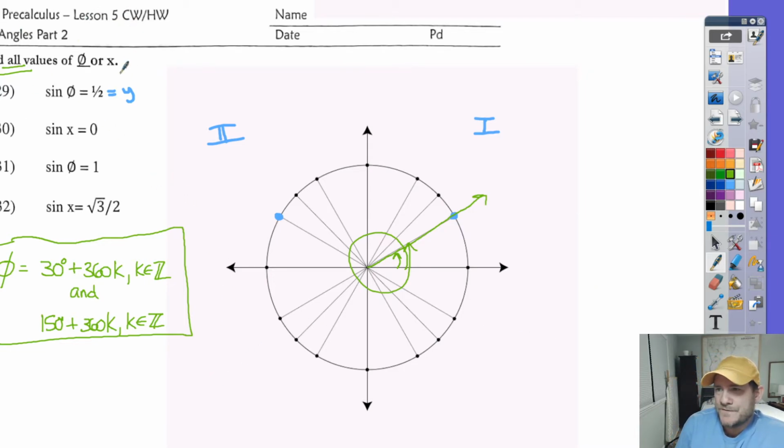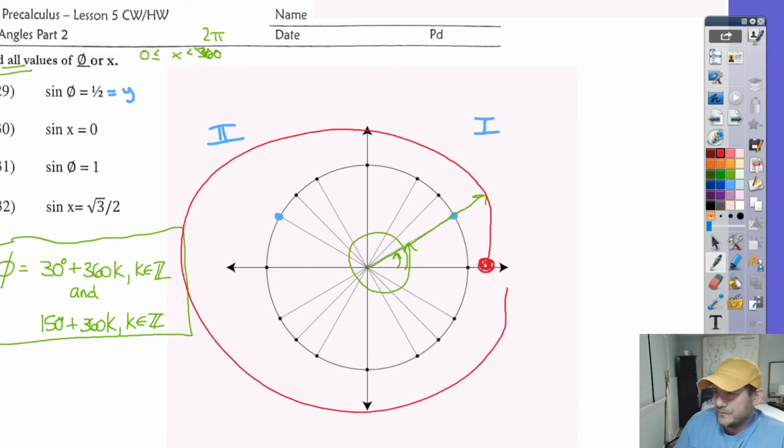We said you're going to only give me the answers that live between 0 and 360, or 2 pi. It's really going to be 2 pi. What I'm trying to make clear is that I want only those answers that live in the first rotation. So you start at 0. You go around once and tell me all the correct answers you encounter. We encounter 30 and 150. So for 29, you'll just give me those numbers, 30 and 150.